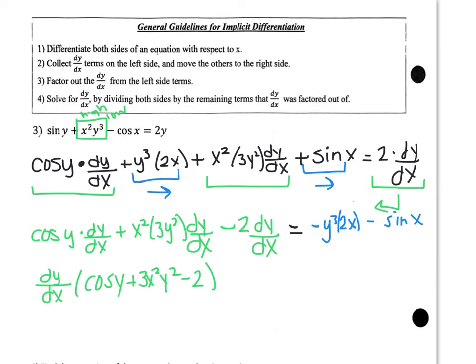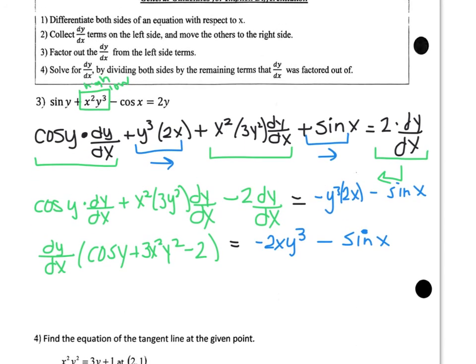And that is equal to all of this. Negative, I'm going to rewrite this nicer, 2xy to the third minus sine x. And then last but not least, to get dy/dx by itself, since this is attached by multiplication, we're just going to divide out this whole thing. And just for purposes of space here, I'm just going to rewrite it without showing the division.